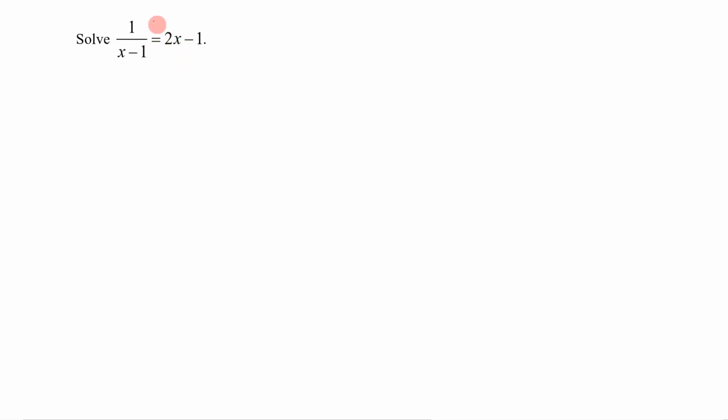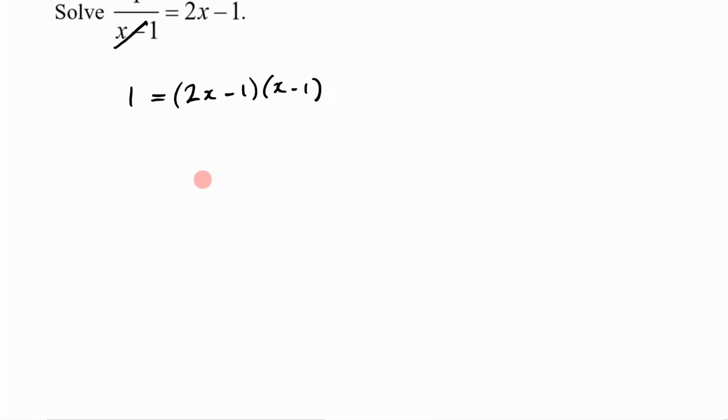So what we're first going to do is multiply both sides by x minus 1. We're going to multiply both sides by x minus 1. That will get rid of this down here. And that means I'll be left with 1 is equal to 2x minus 1. I'll put those in brackets. Then x minus 1 here.